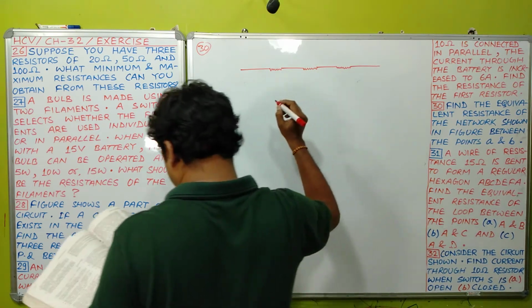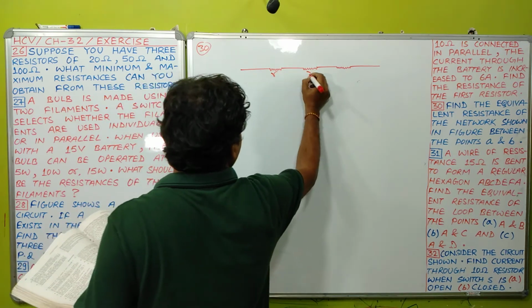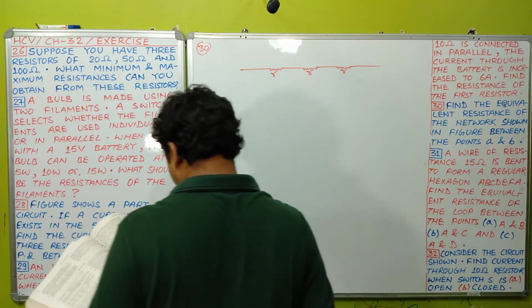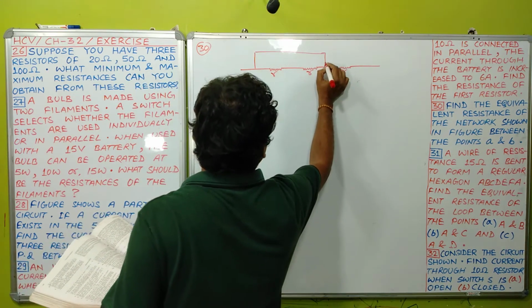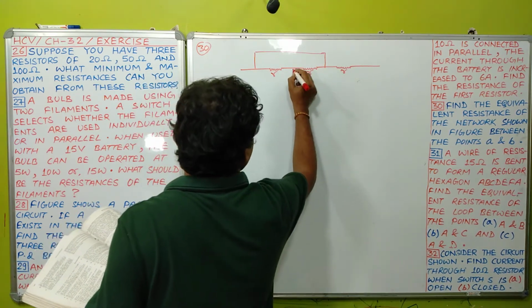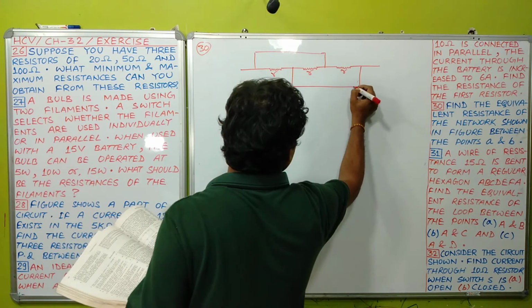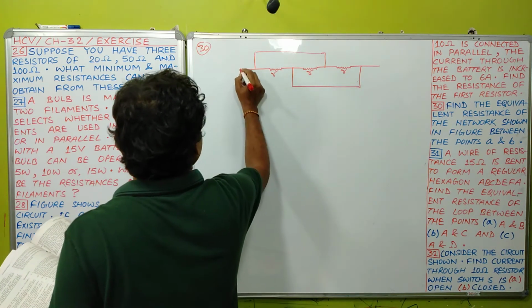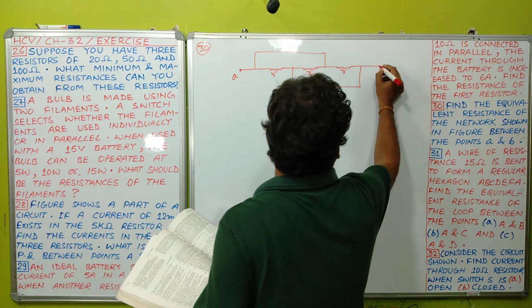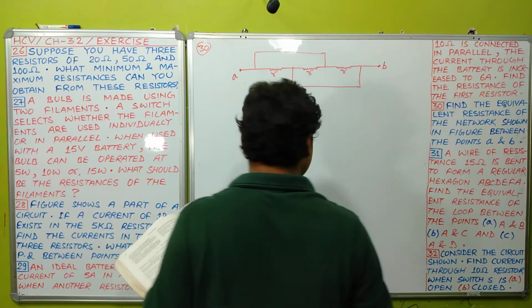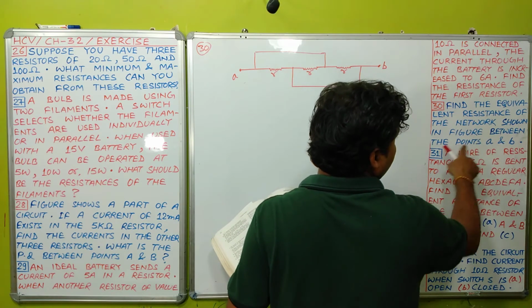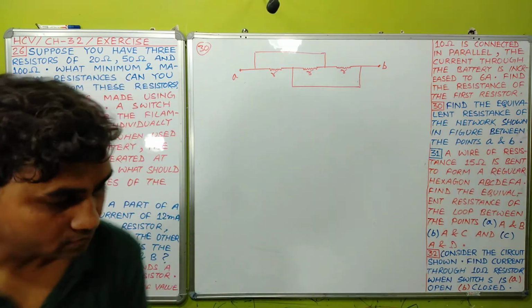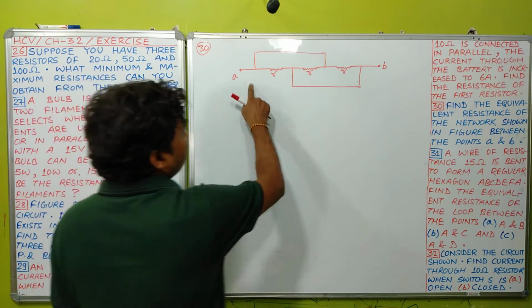The figure is like this. You have three resistances having same value, small r for each. Now these two resistances are short circuited, and again like this, and these 2 points are, this point is A and this point is B. So student, we have to find the value of equivalent resistance between points A and B.